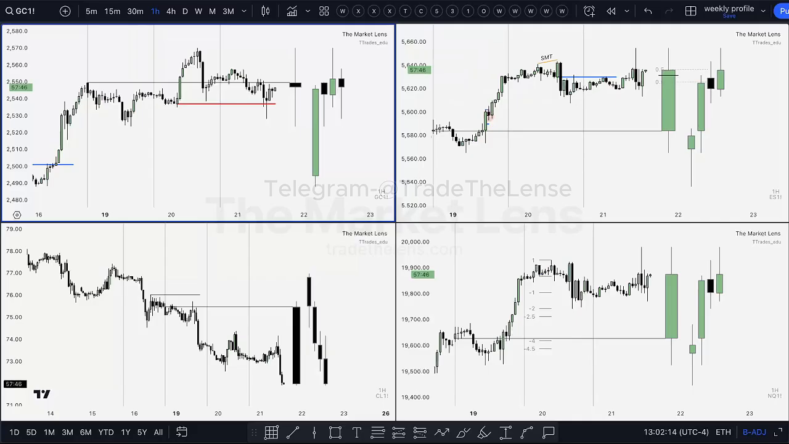Any questions on that one before I go to the next indicators and layouts I got? I'm not seeing any. Cool.